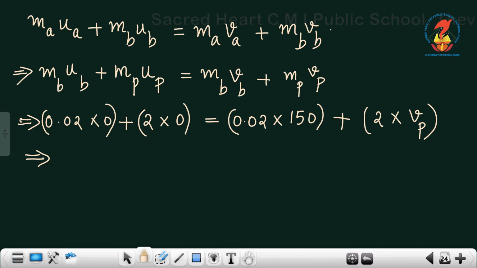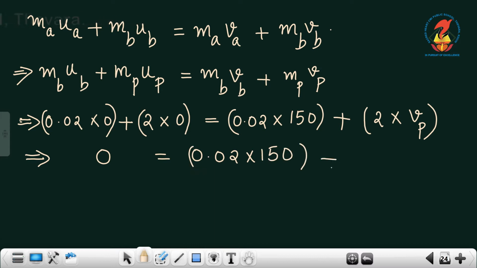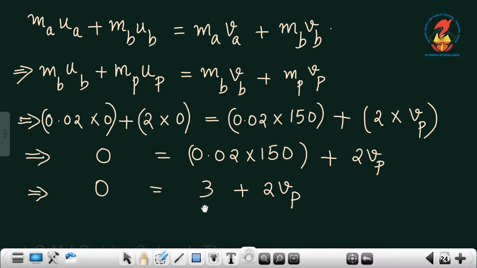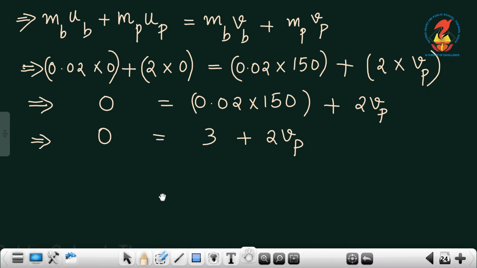So, 0.02 into 0 is 0, plus 2 into 0, again 0. So, the whole left hand side turned into 0. So, 0 is equal to 0.02 into 150 plus 2 VP. Now, solve 0.02 into 150. When you solve 0.02 into 150, you will get the answer as 3. So, it is 3 plus 2 VP.